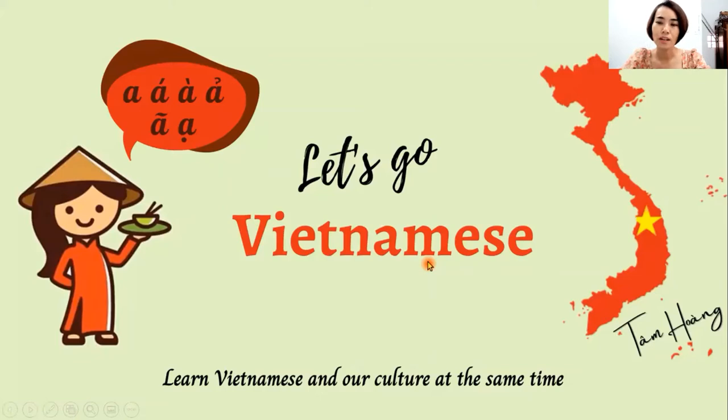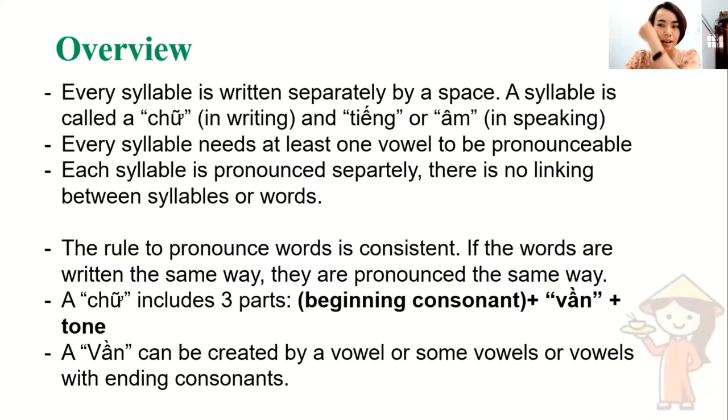Okay, first of all, when you read Vietnamese words, there are some things you need to know before you start studying the pronunciation rules. I wrote them down already. Every syllable is written separately by a space. For example, "by a space" has three syllables, and it has spaces between its syllables. But in English, there are some words that have two, three, four or even more syllables and are not written separately. That is a long word. For example, "separately" has four syllables, but in Vietnamese, each syllable has a space.